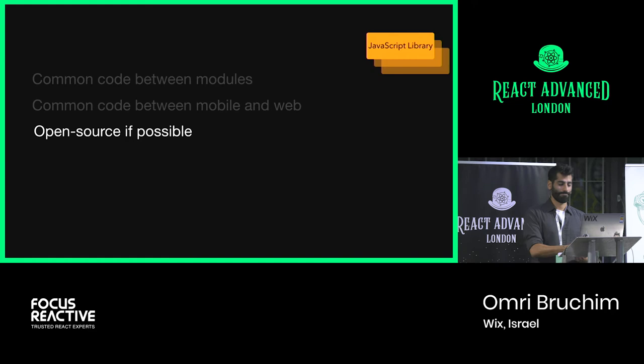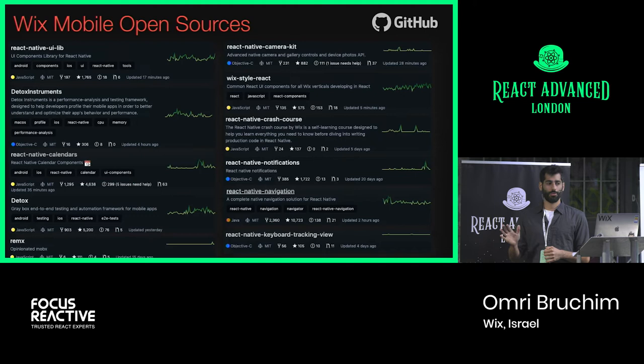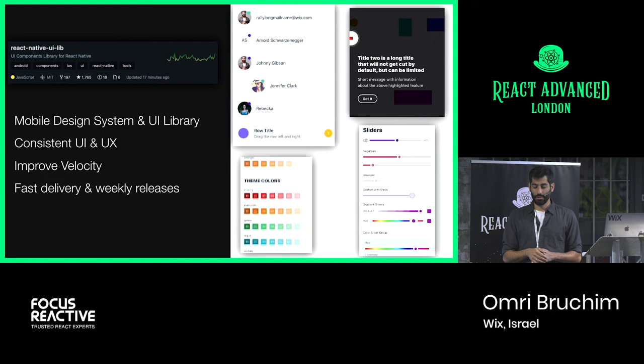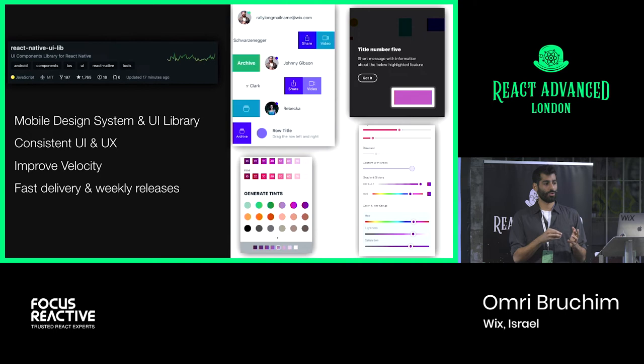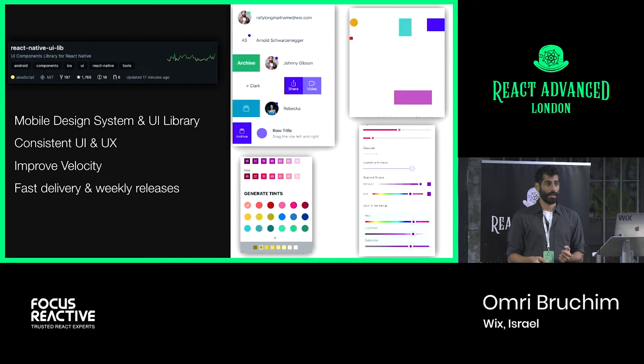By the way, we are big fans of open source at Wix. As a rule of thumb, every non-Wix-related code should be open source from the first commit. Meaning everything that is not business logic or something that is Wixy should be open source. Because working at scale in React Native at Wix, we would like to share our knowledge with the community. One good example is the UiLib, React Native UiLib. It's a mobile design library and UI library. It makes us use consistent UI and UX and improves the velocity by far compared to creating each one or using the React Native components without the design. And we have weekly releases. You can use it in open source.